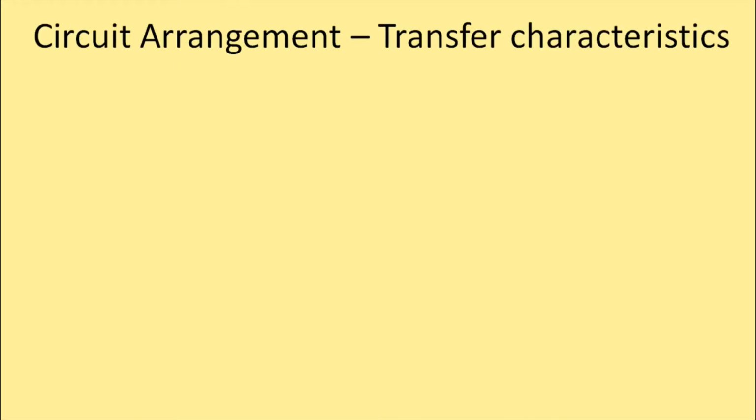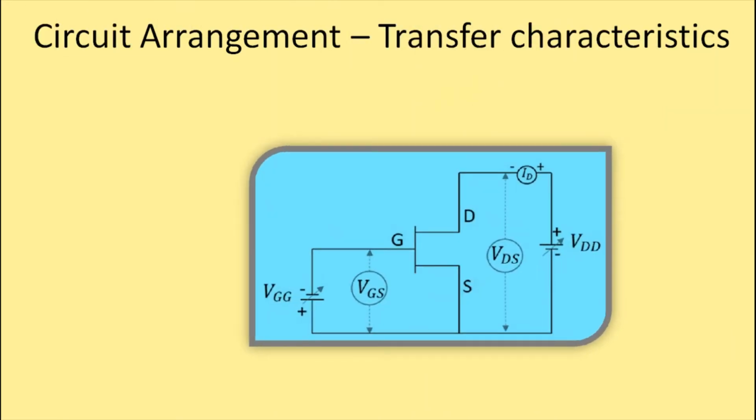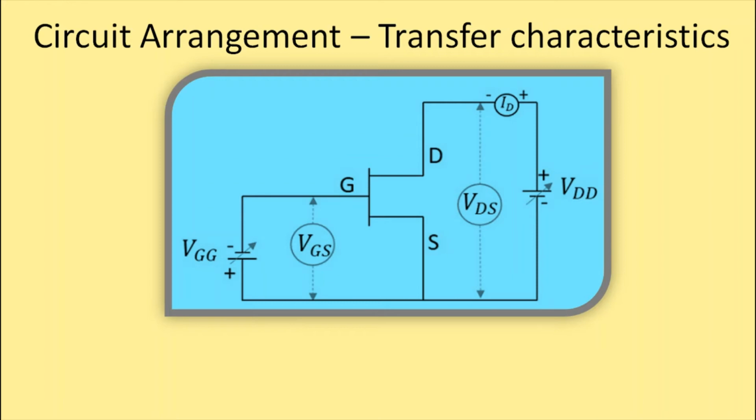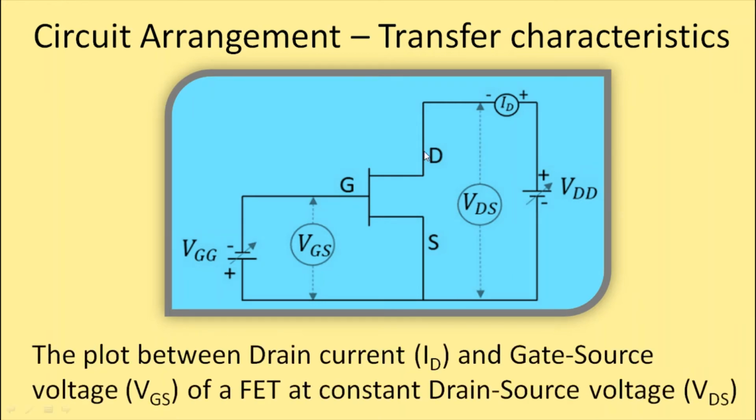Now moving to the next characteristic, that is transfer characteristics. As I told you, the circuit setup is the same. And here the transfer characteristic is a plot of drain current and VGS, that is gate to source voltage, keeping VDS constant, that is drain to source voltage is kept constant. Just compare it with drain characteristics, students. There it was a plot of drain current, of course, but the drain current was plotted against the drain to source voltage, keeping gate to source voltage constant.